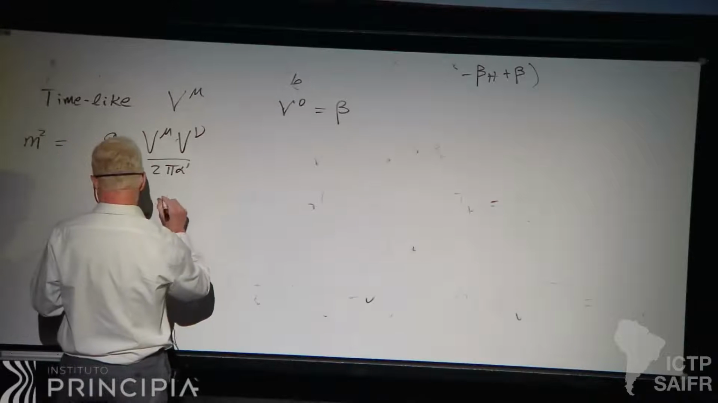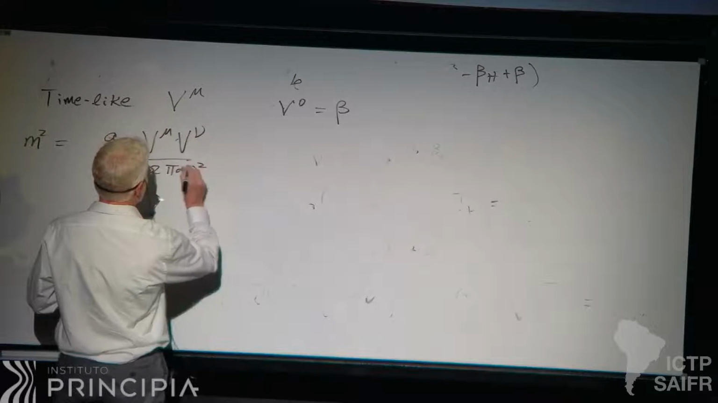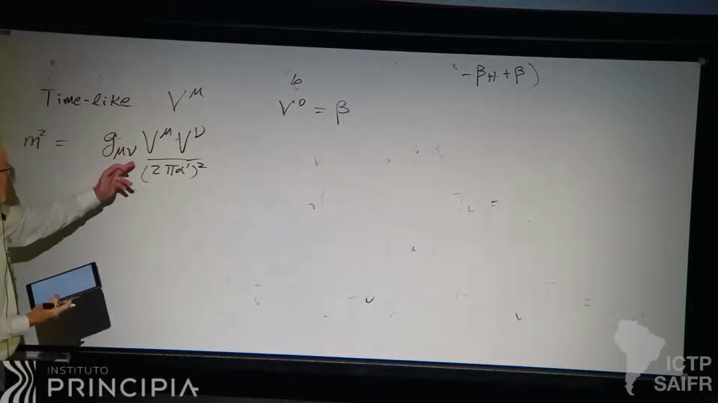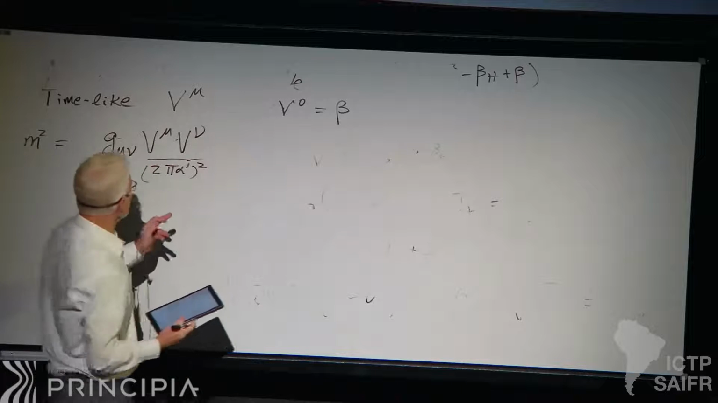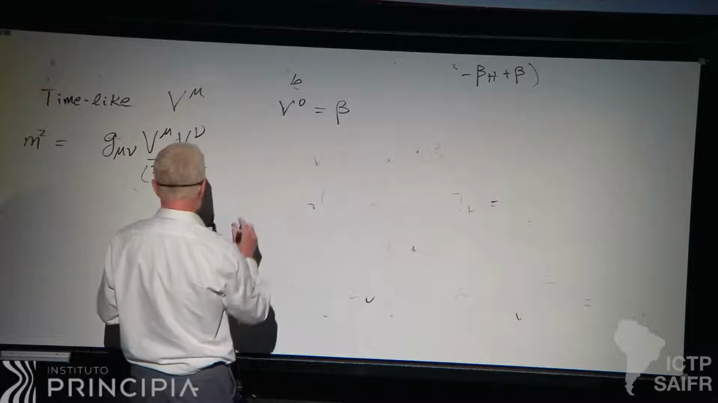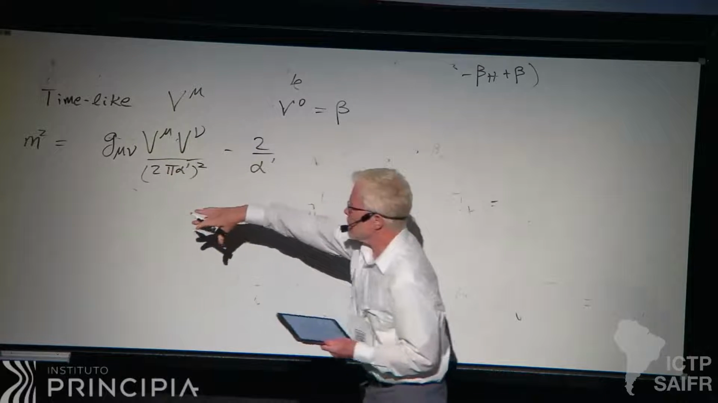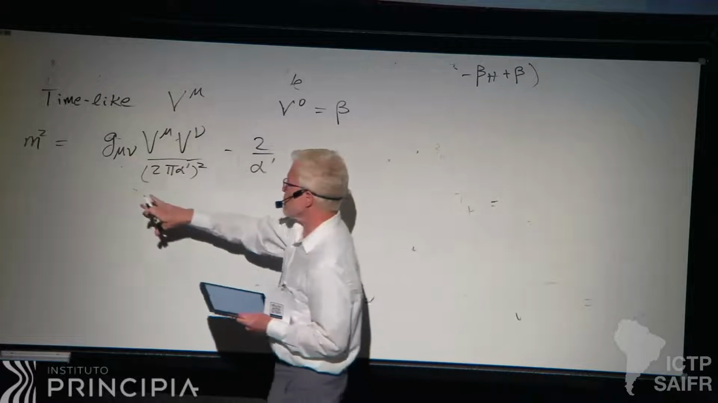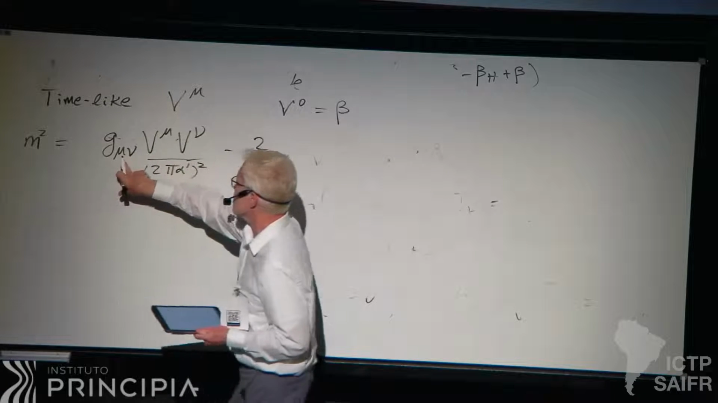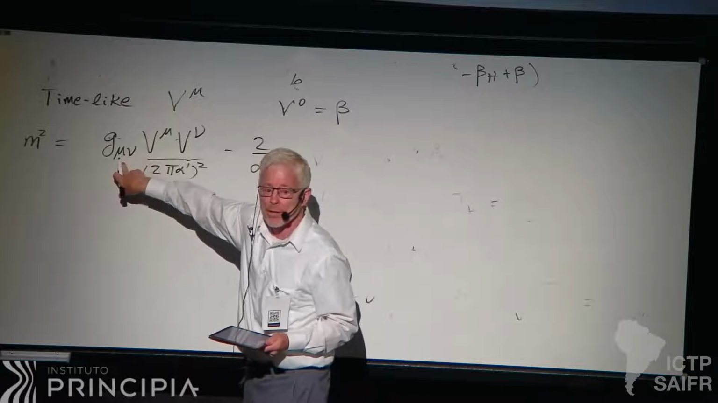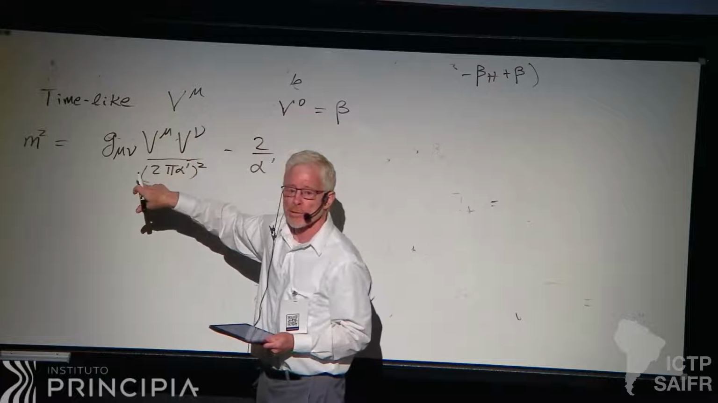That should be squared. All right, and so I write it like that. So you get that term minus 2 over alpha prime. And if we were in flat space, this would be the end of the story, because in flat space G00 is basically 1, and that would be the flat space result.